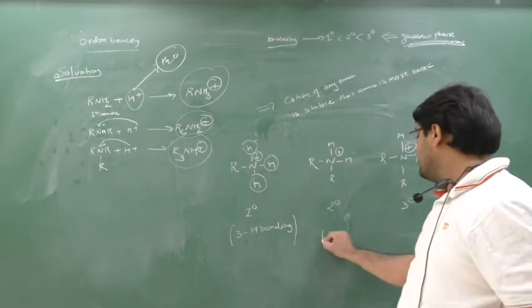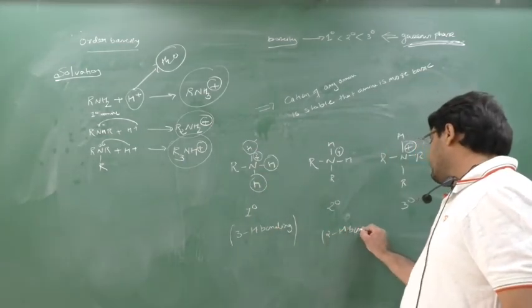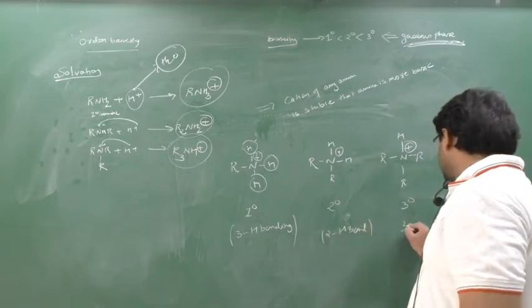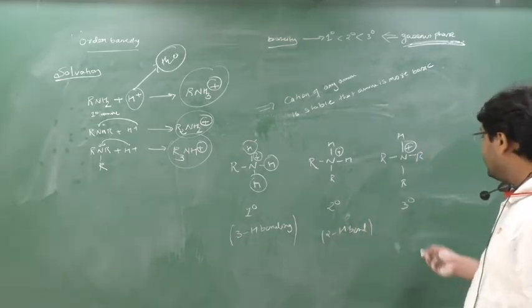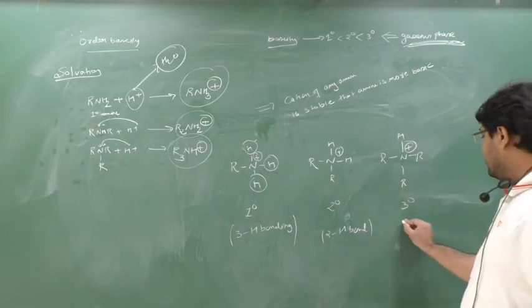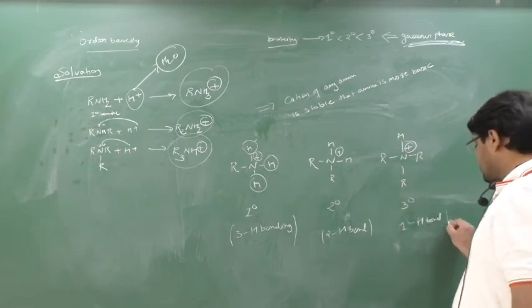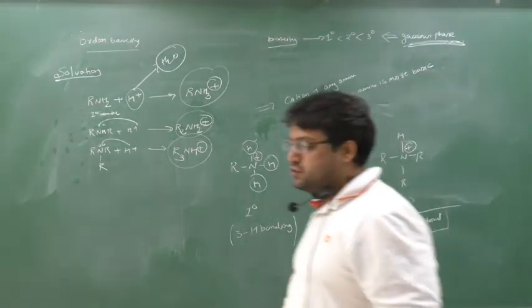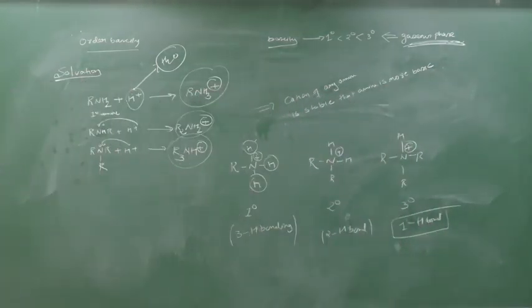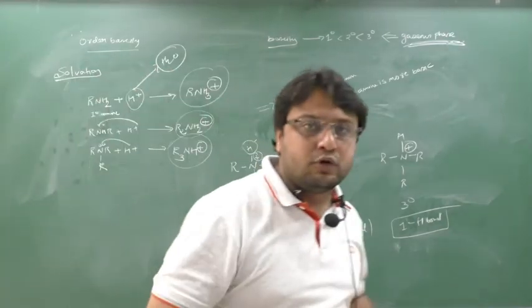How many hydrogens are there here? 2H bonding. Yes or no? How many hydrogen bonds are there here? Only 1 hydrogen bond. So there will be 3 hydrogen bonds, 2 hydrogen bonds, and only 1 hydrogen bond. The one that can do more bonding is more stable.